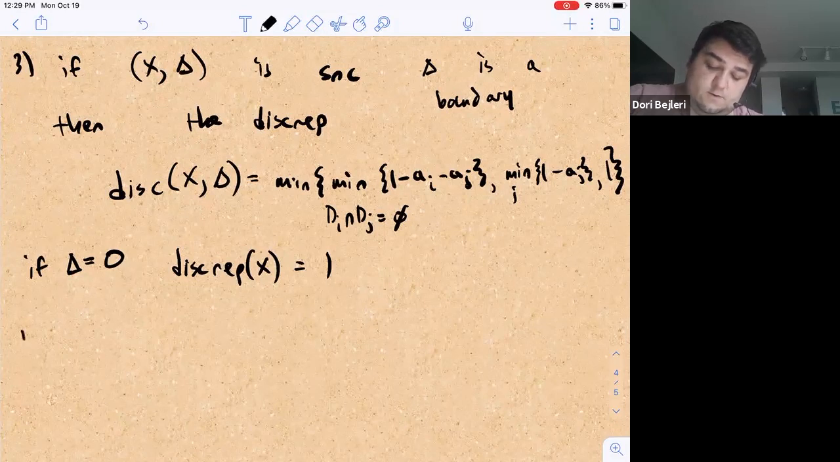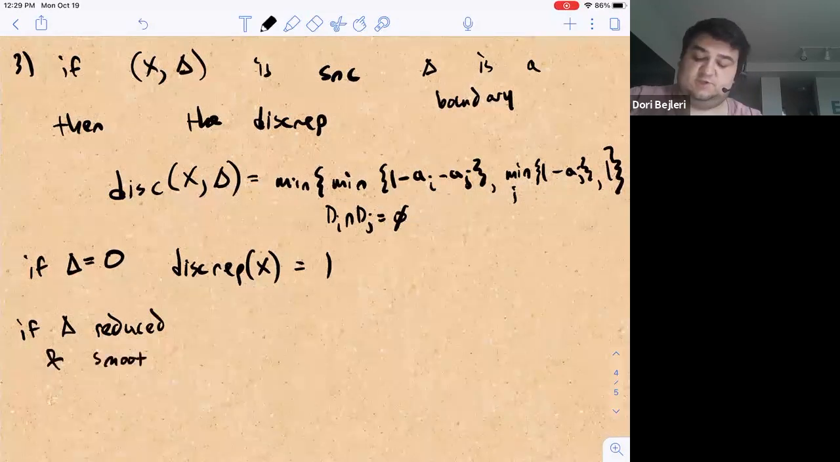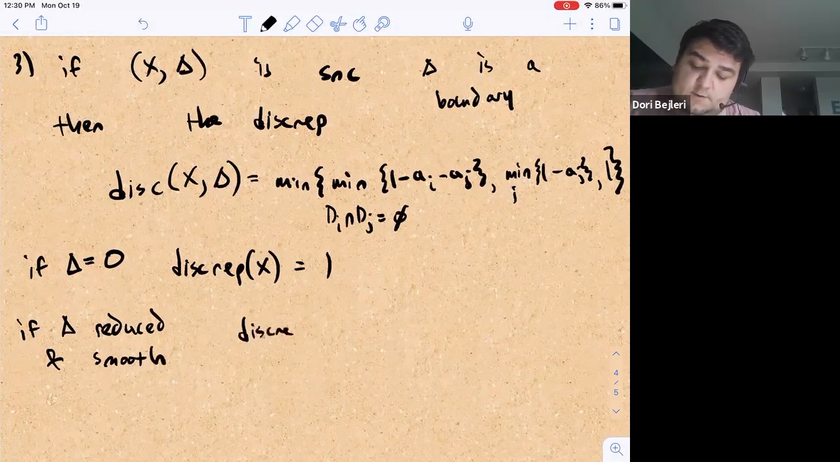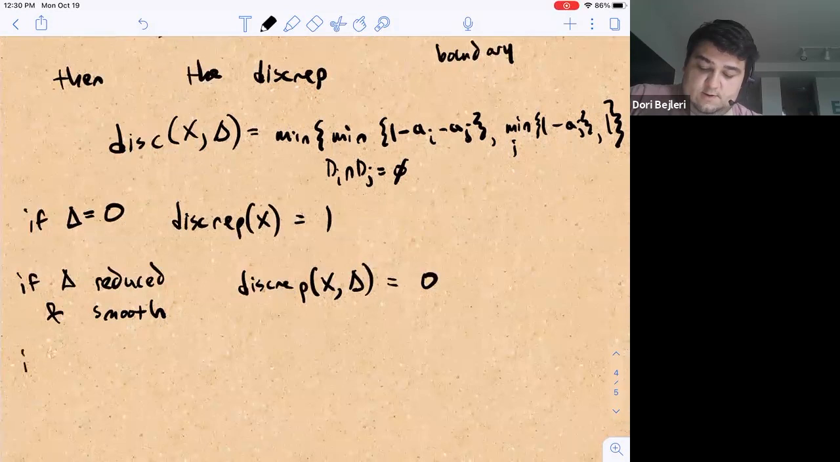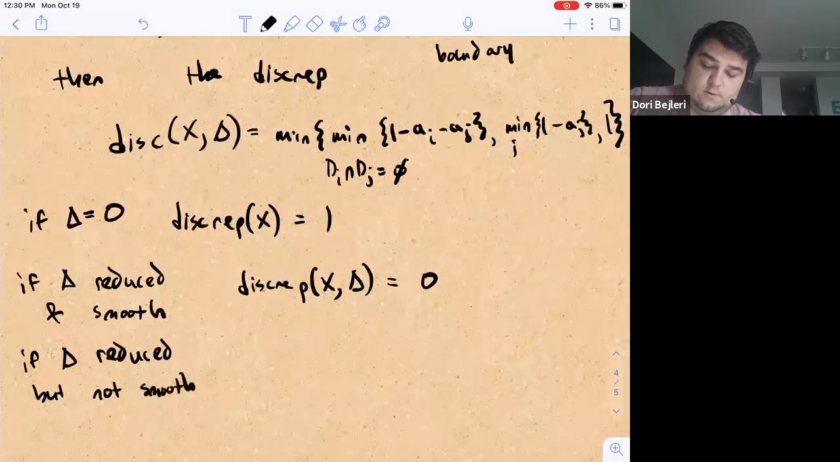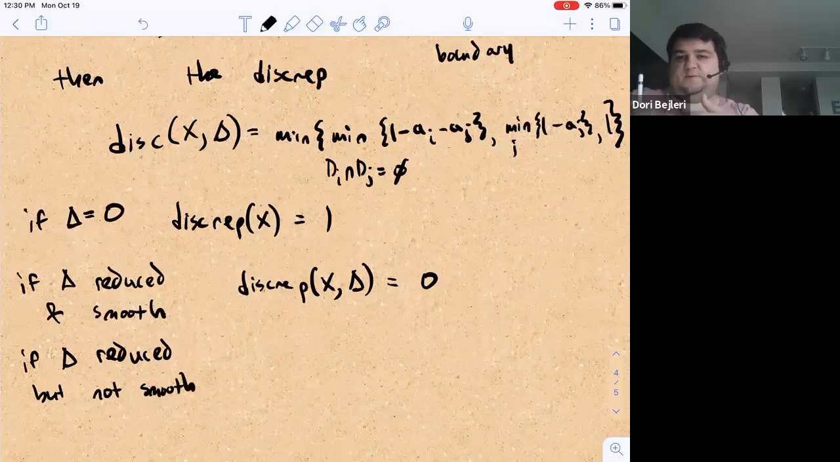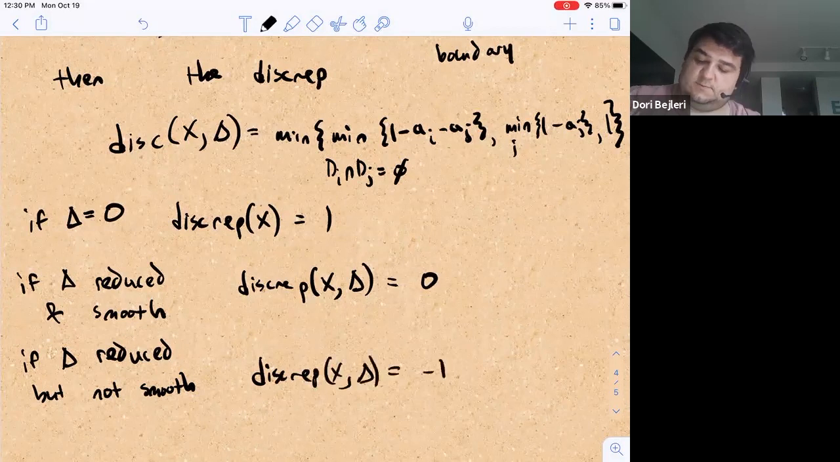And then if delta is reduced, so it's just an actual Cartier divisor with coefficient 1. If delta is reduced and smooth, so we just have a single smooth divisor, then the discrepancy of this pair, well, now we don't have these intersection terms. We just have this one term that's like 1 minus the coefficient, and so we get 0 for the minimum, because the coefficient's 1 if it's reduced. And then if delta is reduced but not smooth, so it really has multiple components that intersect, then we do have these terms where we're subtracting 2 coefficients, where we can blow up the intersections, and then we get the discrepancy minus 1. So these are kind of the cases we'll get when we're doing resolutions, when we end up in the log smooth case.